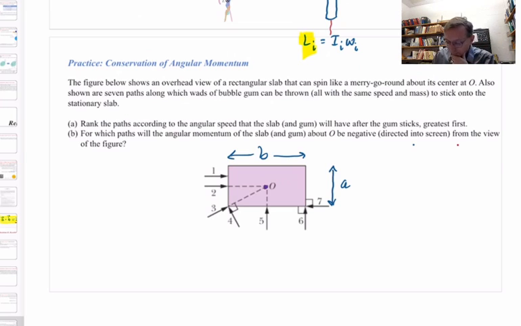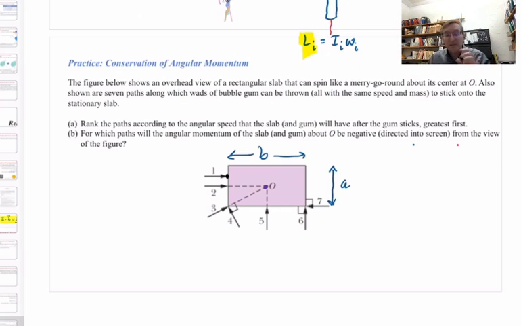Also shown are 7 different paths along which a wad of bubblegum can be thrown, always with the same speed and mass. And it's going to then stick onto the initially stationary slab at the place where the arrows touch. Okay, so in the first case, we throw a little piece of gum with a certain mass and velocity in the direction of arrow 1, which means the wad of gum is going to collide and stick right there on the merry-go-round.